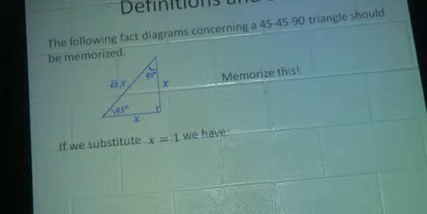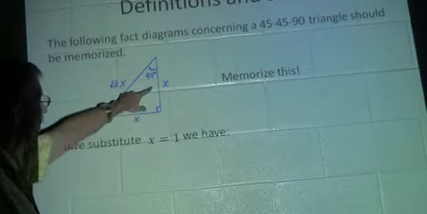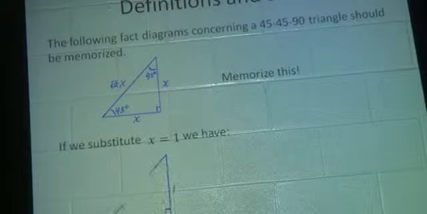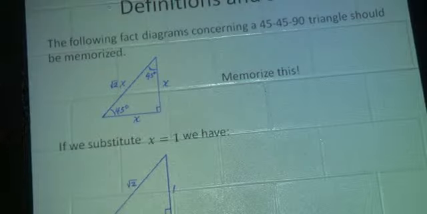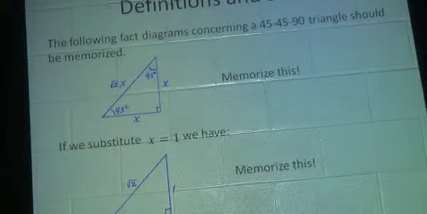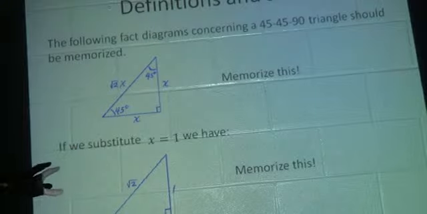If we put a 1 in for x, this gives us the relationship 1, 1, and the square root of 2. That's a special case that you need to memorize. These come into play quite frequently, especially on the SAT and ACT and most anything else. And this is another one of these things that will be with us all the rest of the year.